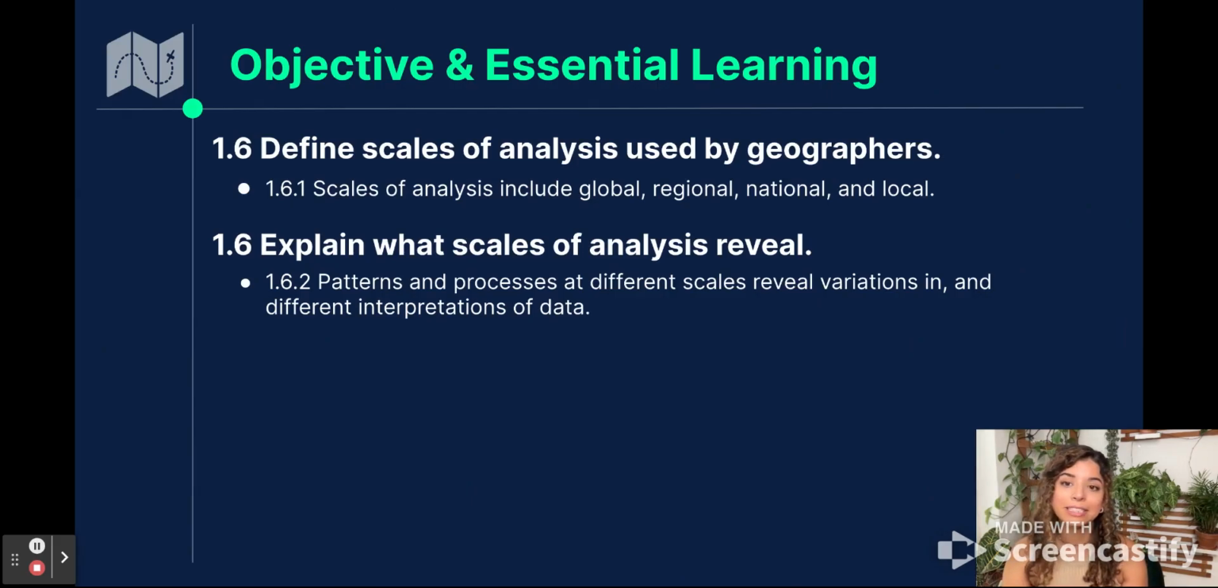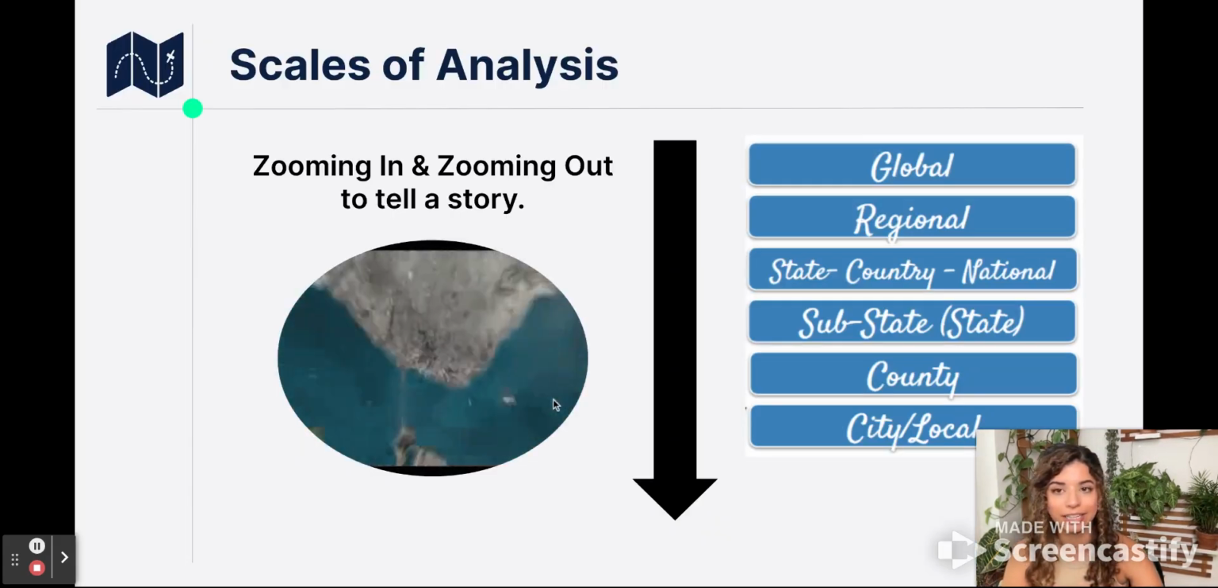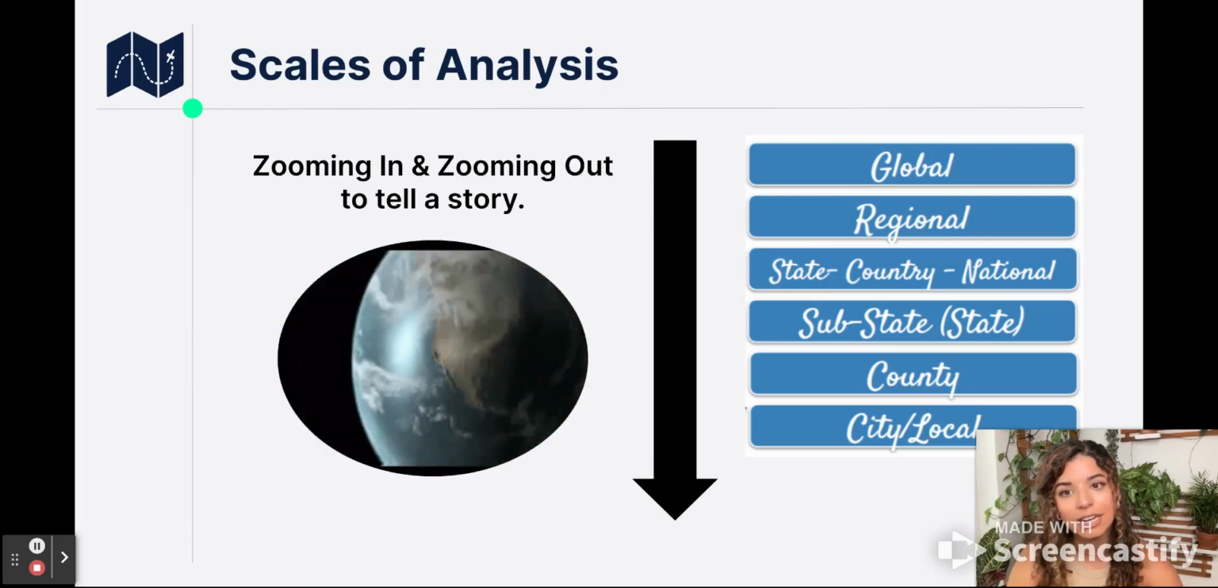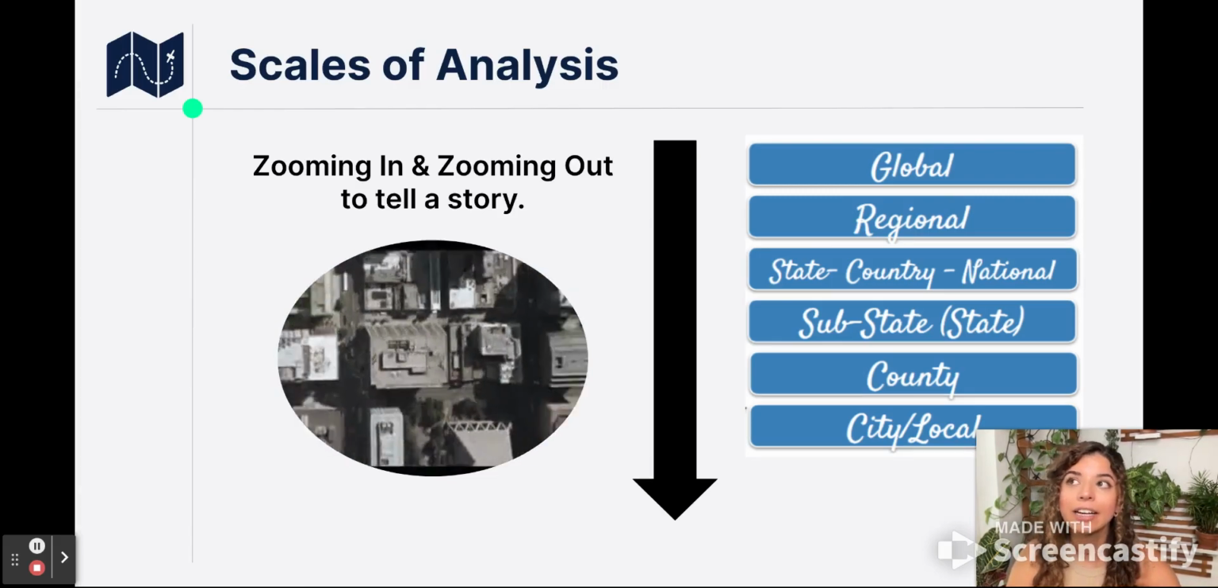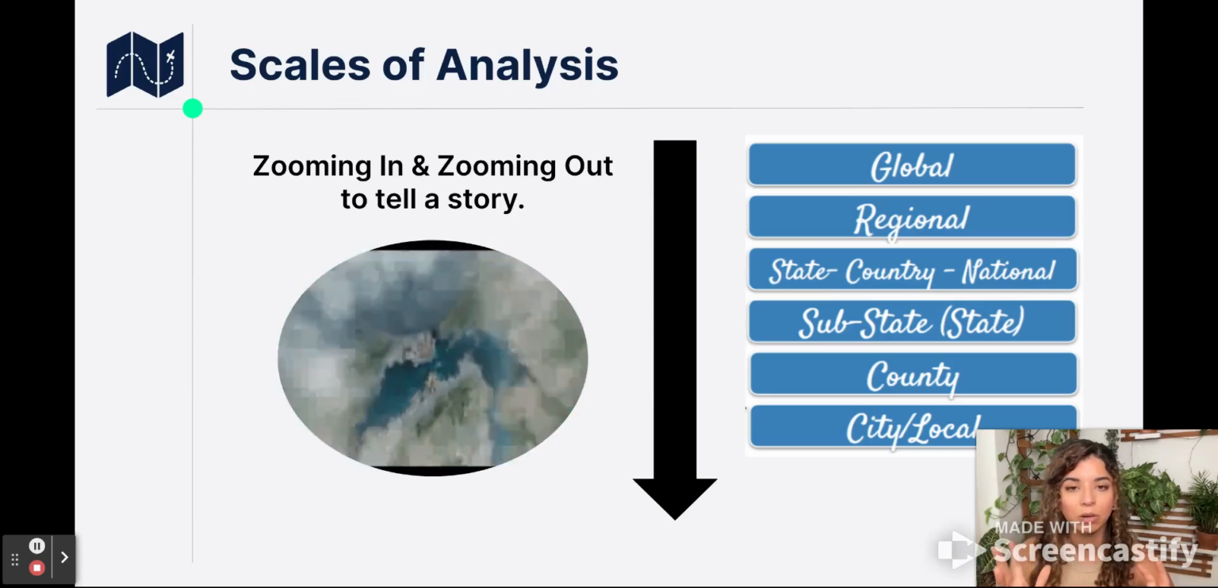So typically we see patterns and processes at different scales can reveal variations in and different interpretations of data. So we'll take a look at some of those examples here in just a second. So first, scales of analysis. You can kind of think of it as zooming in or zooming out.